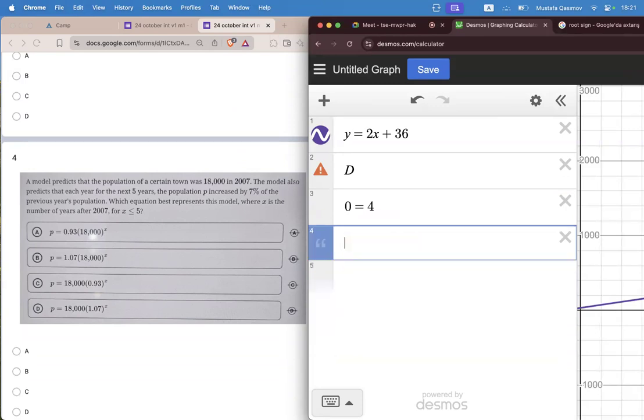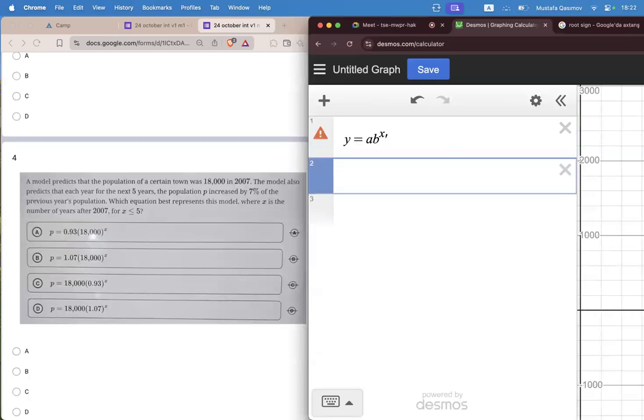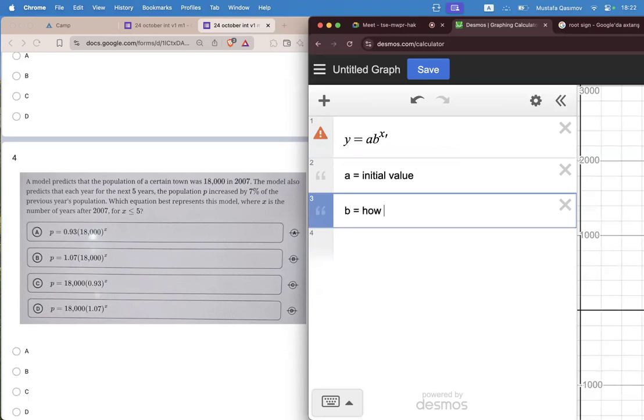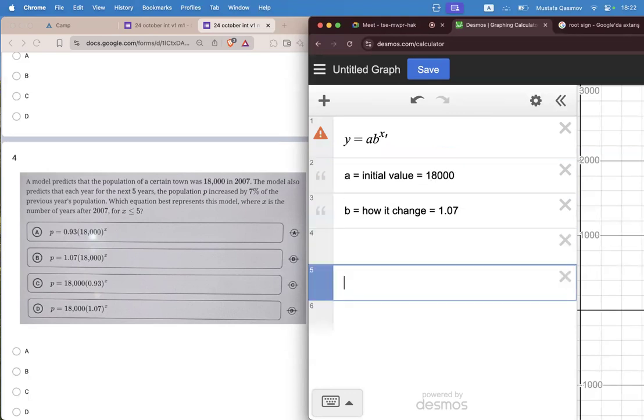And when we have an exponential function like this, y is equal to A times B to the power of x, A is the initial value. B shows how it changed. So that's why B is equal to actually 1.07. And A is equal to, because it's the initial value, 18,000. So answer is D here.